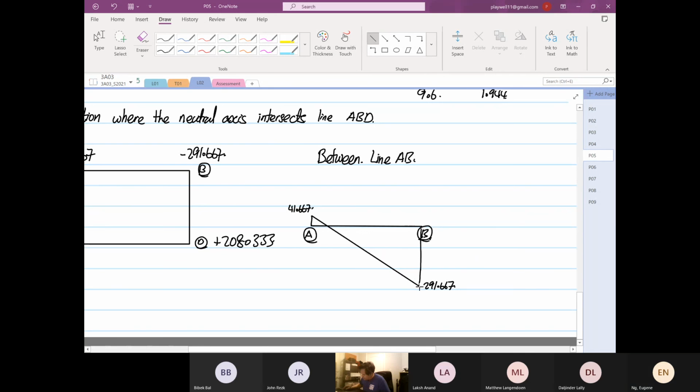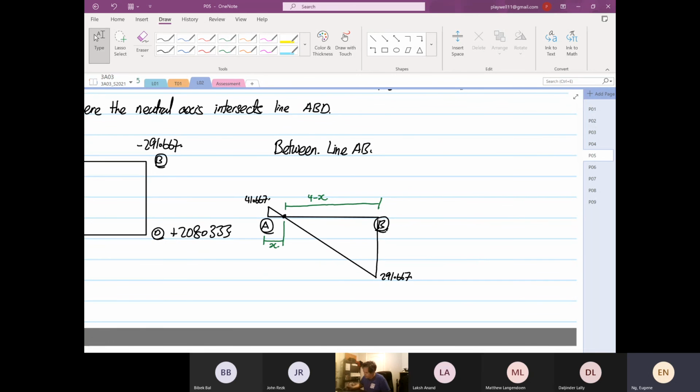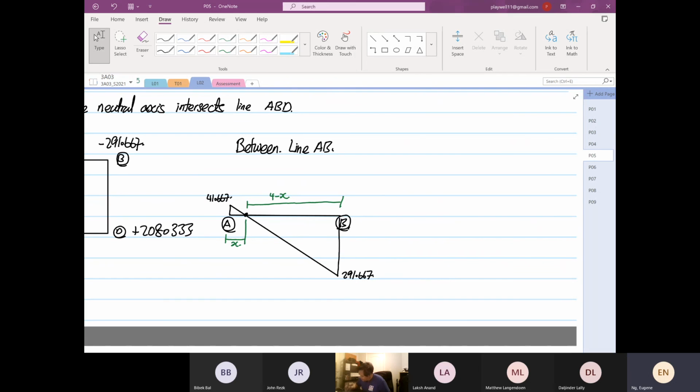So we want to find where this point is. I'm going to call the distance from here to here X, and then the distance from here to here is equal to 4 minus X. So all we need to do is find X, and the entire distance is equal to 4. So to find X, we just use gradient.